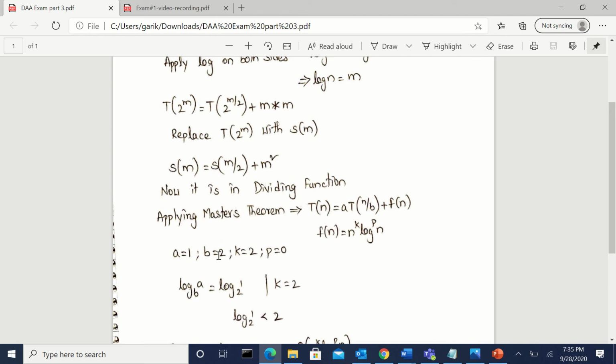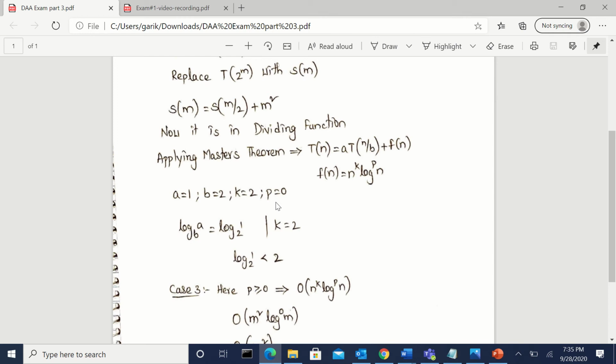Here b becomes 2, and in place of n we consider m in n^k. m has the power of 2, so k becomes 2. For log^p of m, there is no log function here. If there is no log function, we can consider p as 0. If the log function is in the denominator, we consider p as -1. If the log function is alongside m^2, then we consider the p value as 1.